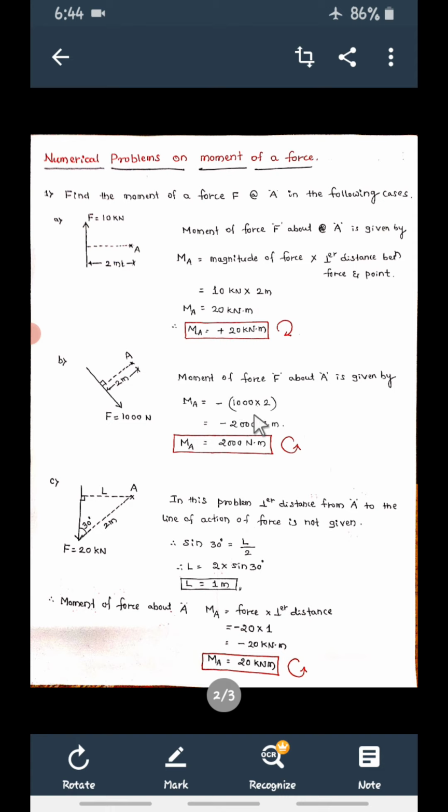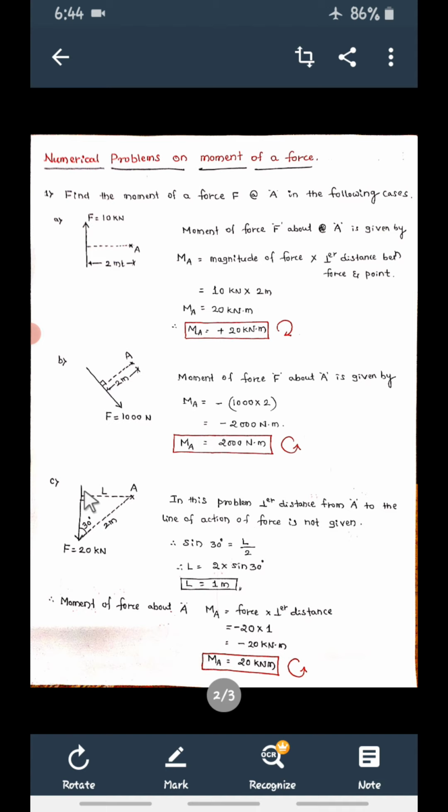So 1000 into 2, that is minus 2000 Newton meter. So the answer is not minus. This minus indicates it is anti-clockwise. So remove the minus sign. So moment at A is equal to, remove the minus sign, write down 2000 Newton meter. This minus is because of anti-clockwise rotation. So remove the minus sign, show it is anti-clockwise. Right. So this is the moment about A.